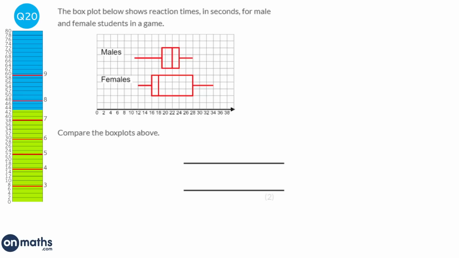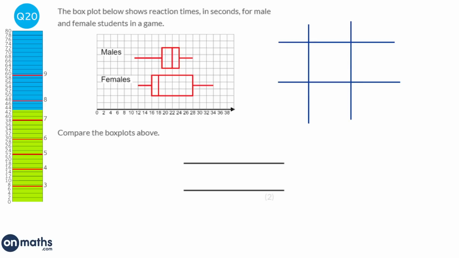Whenever we're asked to compare two box plots or two cumulative frequency graphs, or a cumulative frequency graph and a box plot, you're always going to be comparing two things. You're going to be comparing the median and the interquartile range. Now if we do a little table, like a good table, and we've got male and female, we're going to work out the median, which is the first thing we have to compare, and the interquartile range. And it can actually just be the normal range. We don't need to pick the interquartile range.